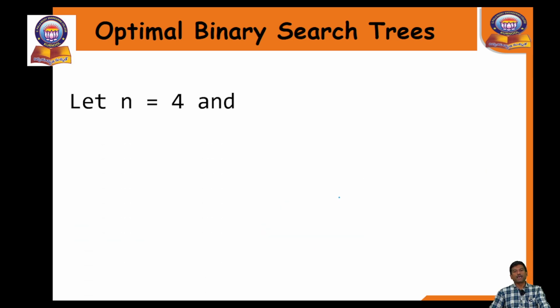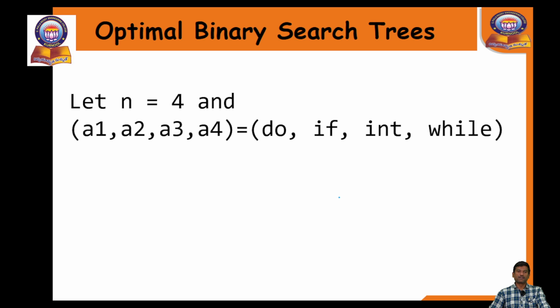Now coming to the actual problem example, consider n equal to 4. That is, there are 4 keys which are present. That is A1, A2, A3, A4, with the key names equal to do, if, int, and similarly while.